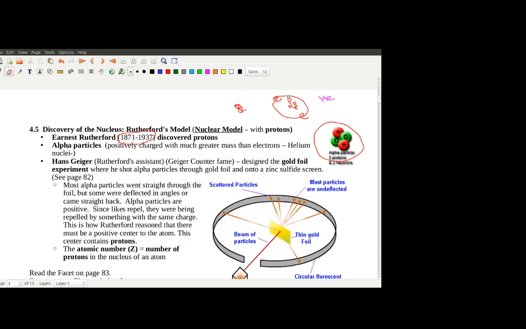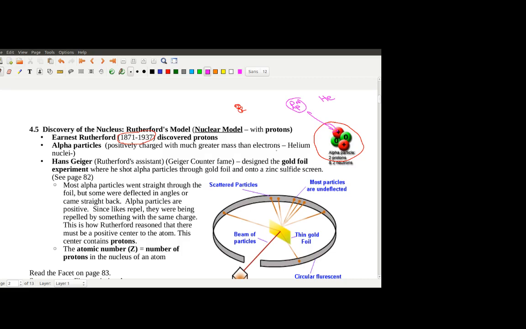But if I get rid of these electrons, then we have just the center of the helium. And what we have left are those 2 protons and those 2 neutrons. That thing right there, the alpha particle. So it's the nucleus of a helium atom.